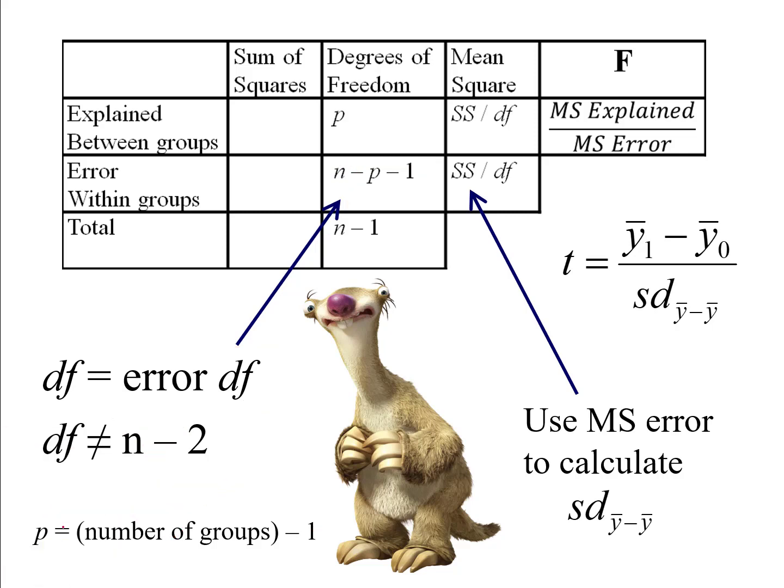And then there's one other change we need to make when we do our t-test, and that pertains to how we calculate the standard error of our statistic. So recall that to calculate our t-value, we take the difference between the two means, that mean difference, divided by the standard error of our statistic, that is the standard error of the mean difference.